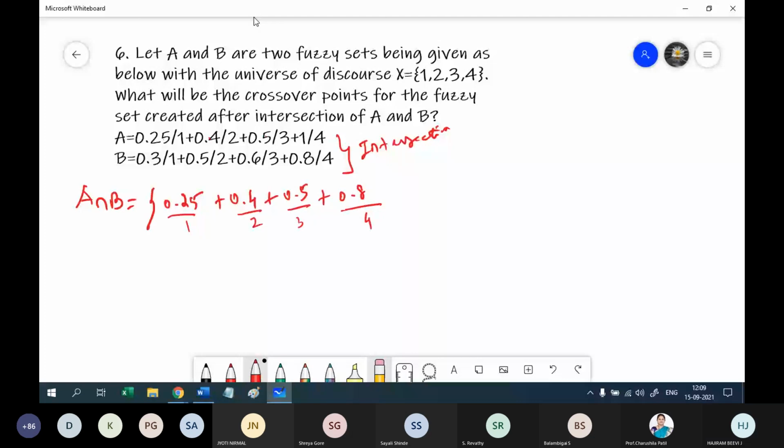Okay, then the crossover point. The crossover point is 3 only, because the membership value is equal to 0.5 for the third element only. So the crossover point is 3 here. Okay, I hope everyone understands how to find the support, core and crossover.